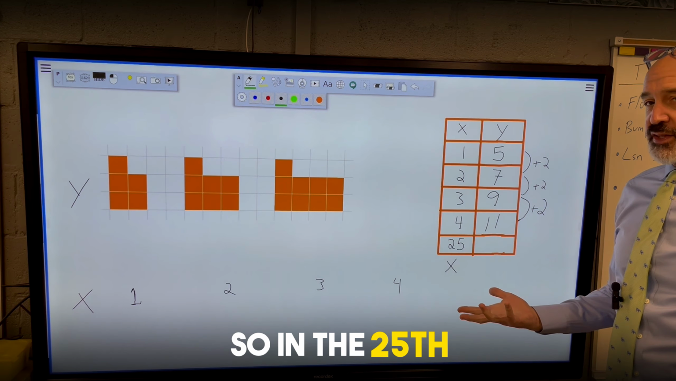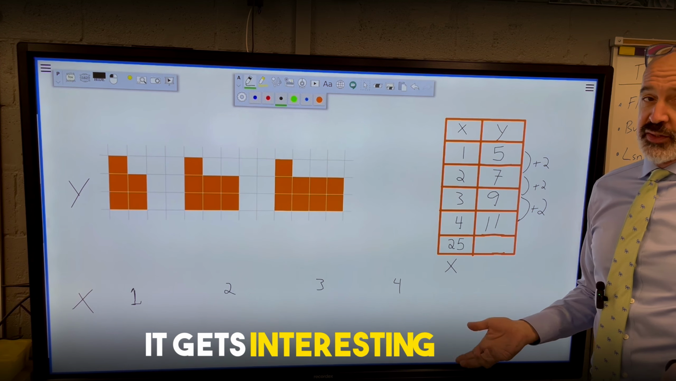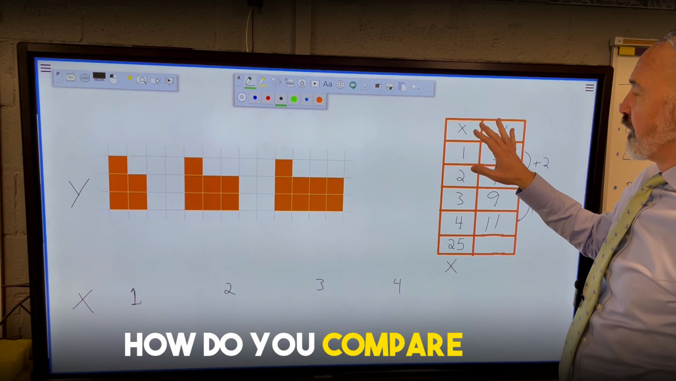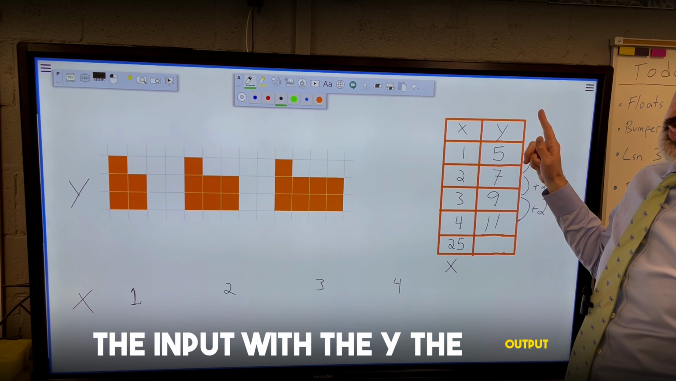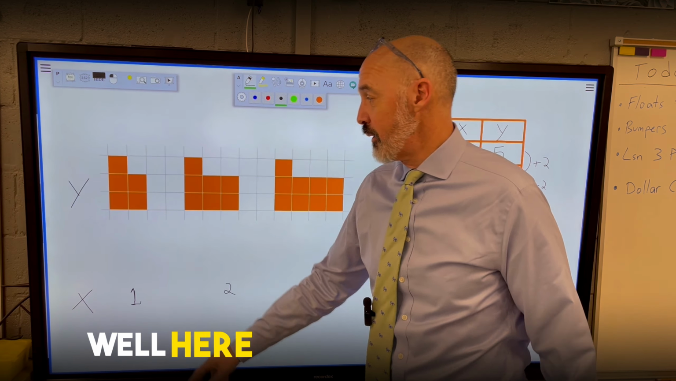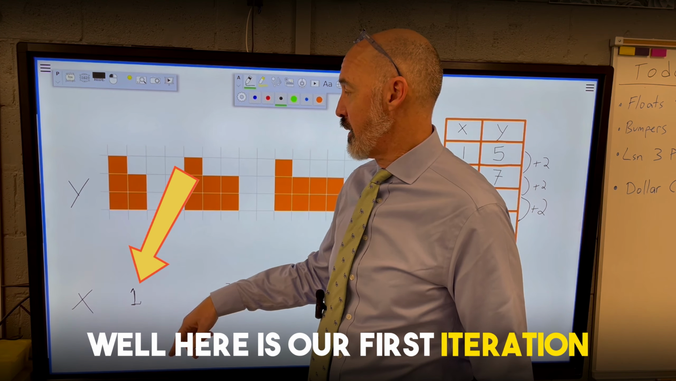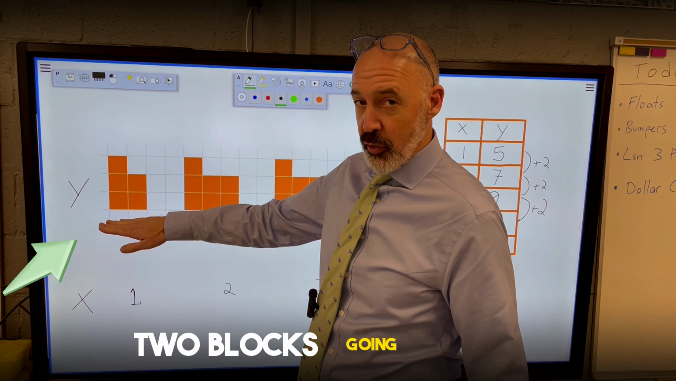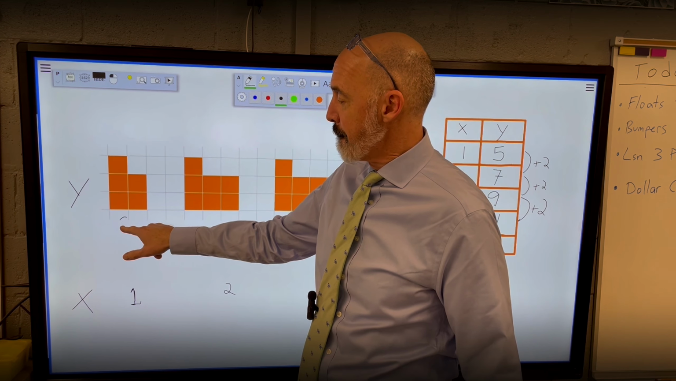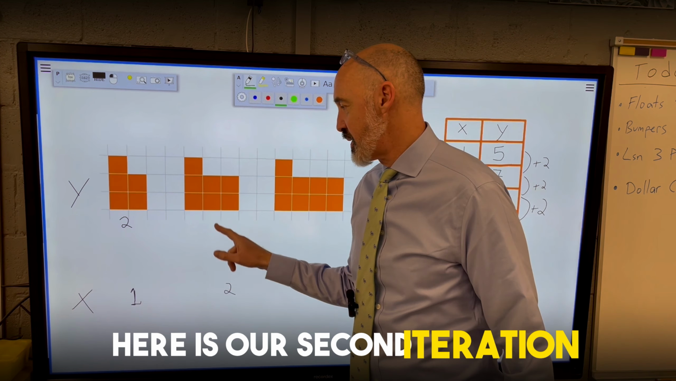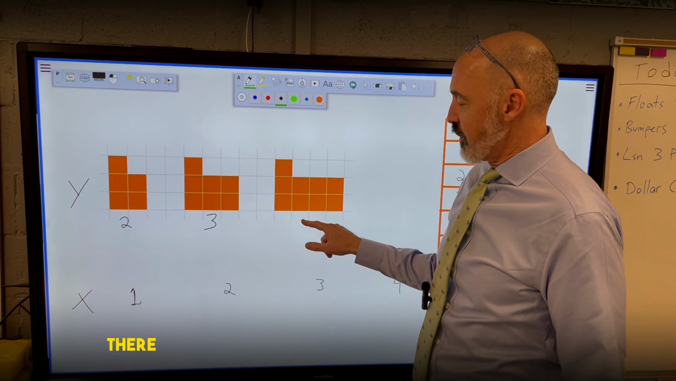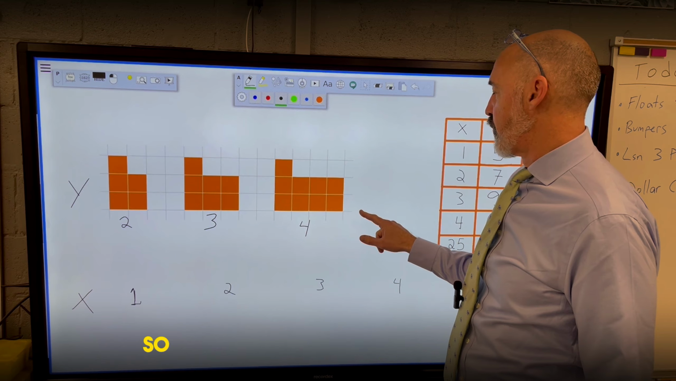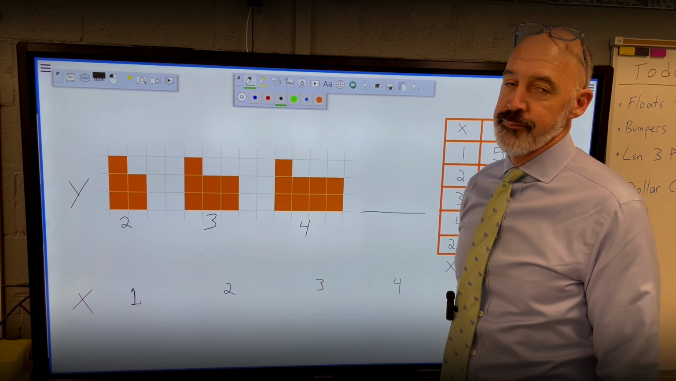So in the 25th, this is where it gets interesting again. How do you compare the X, the input, with the Y, the output? Well, here is our first iteration, and there are 2 blocks going across. Here's our second iteration. There are 3 going across. Here's our third iteration. There are 4 going across, and so on. So I could see it that way, but that's not the way a lot of students see it.